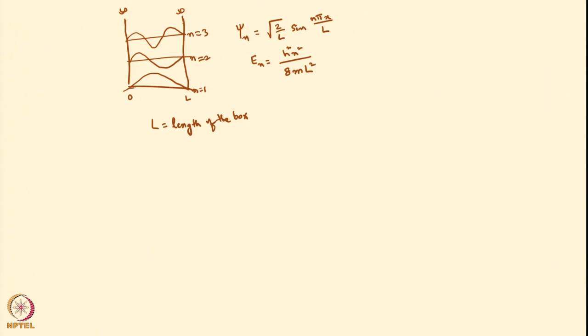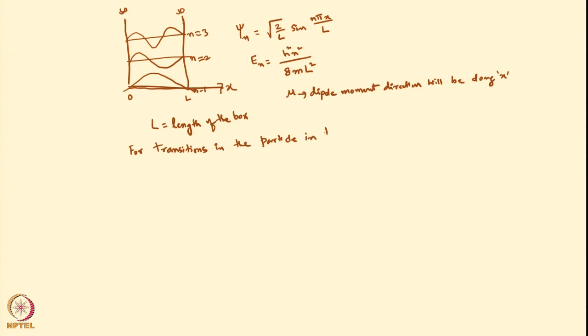Okay. Now, let us look at this dimension as x. So, the box is along the x axis. So, if the box is along the x axis, the dipole moment direction, mu, will be along x. Therefore, for transitions in the particle in a box, you can write the TMI as an integral. Of course, particle in a box is limited between 0 and L. So, the integral will be 0 to L.